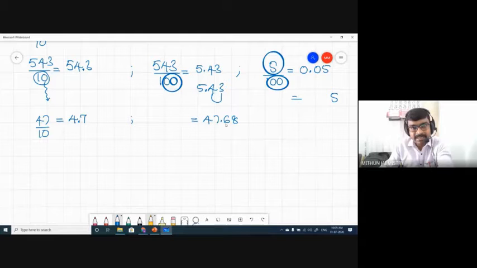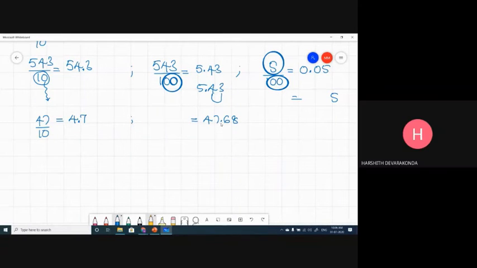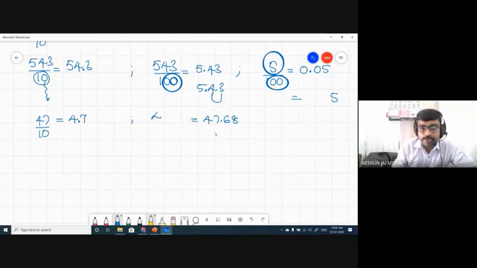47.68. It is a decimal number. Now what will it be in fraction form? Tell me in fraction form. 47.68. 4,768 by 100. Very good. 4,768 by 100. Okay.